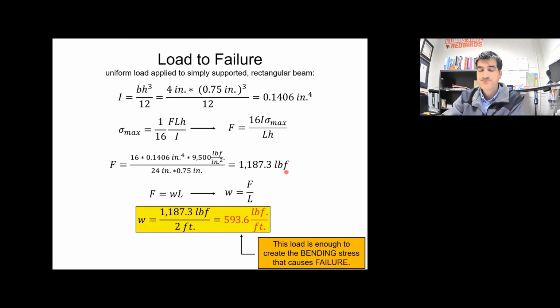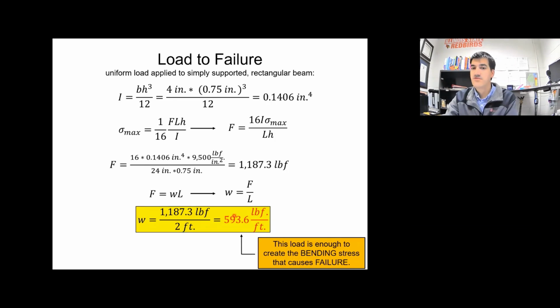1,187.3 pounds force. But once again, that's the total force, and we want to know what is the uniformly applied load. So use this equation, solve for W, and plug in your value for F and for L. Once again, if you wanted to, you could plug in 24 inches right here. That would be fine because it didn't tell us what units to use for the uniformly distributed load. So pounds force per foot is fine, or pounds force per inch is fine. I divided by 2 feet, and I got 593.6 pounds force per foot.